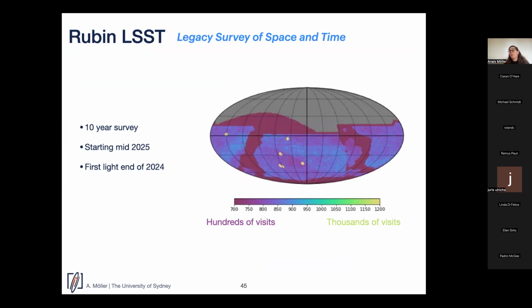And what it will do, it will be doing a video of the southern sky over these 10 years. So we expect to have between hundreds to thousands of visits of the patches in the southern sky. And you can see here the hundreds in purple and in yellow, the thousands of visits. Those thousands of visits that are the deep drilling fields, these are very deep fields that we will target every couple of days. So we will get a very good video of the southern sky, excellent for transients.